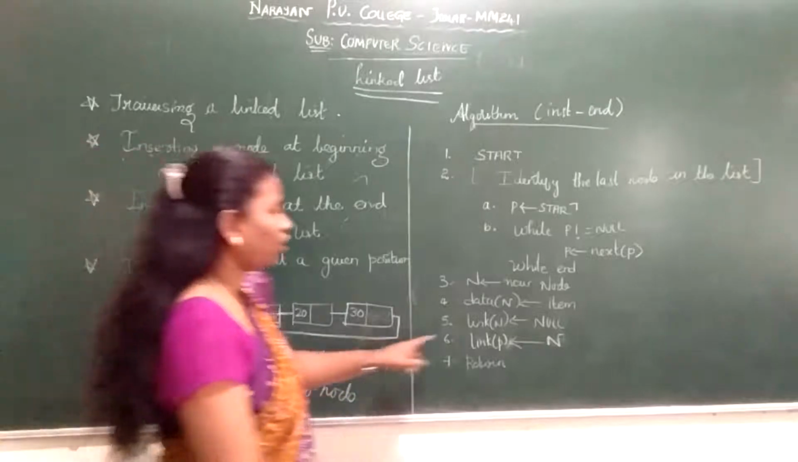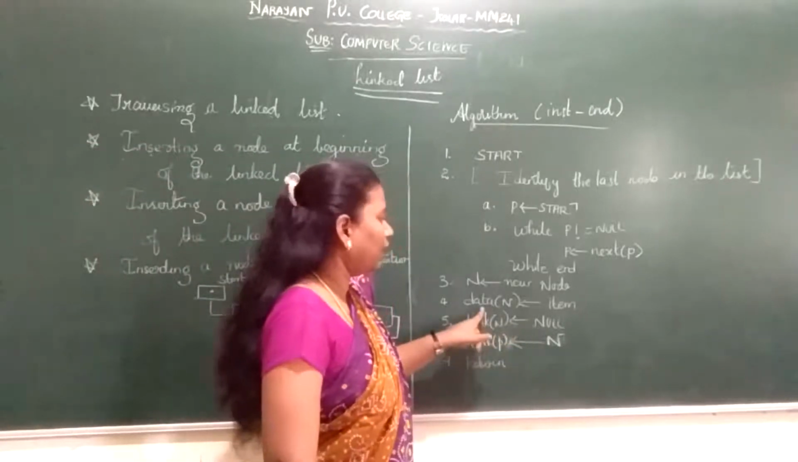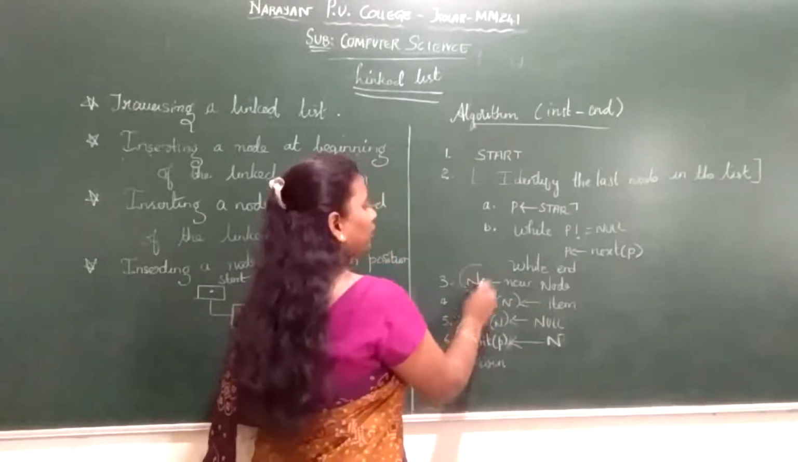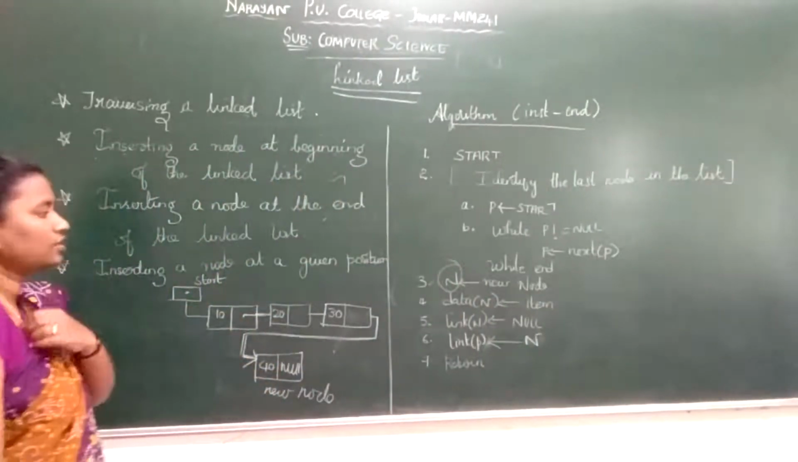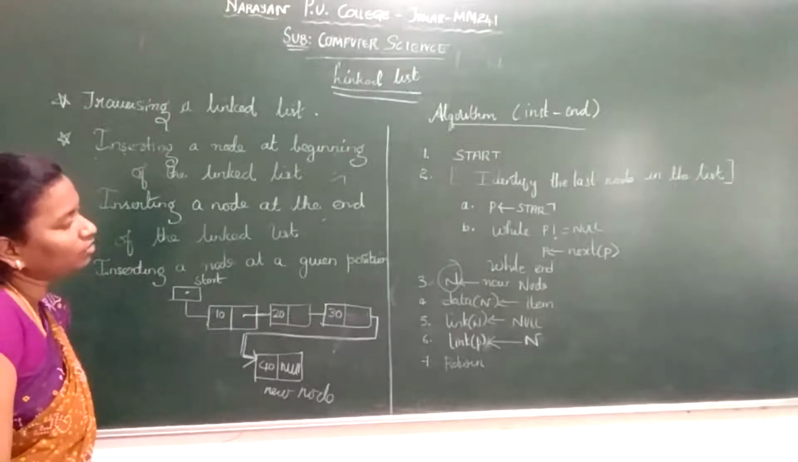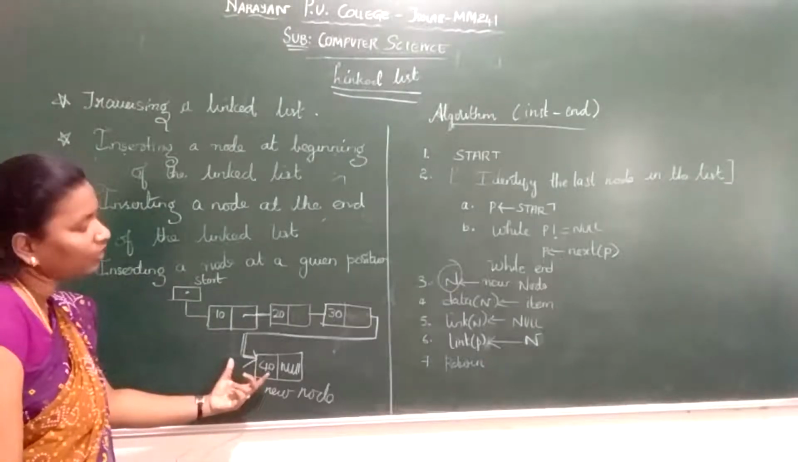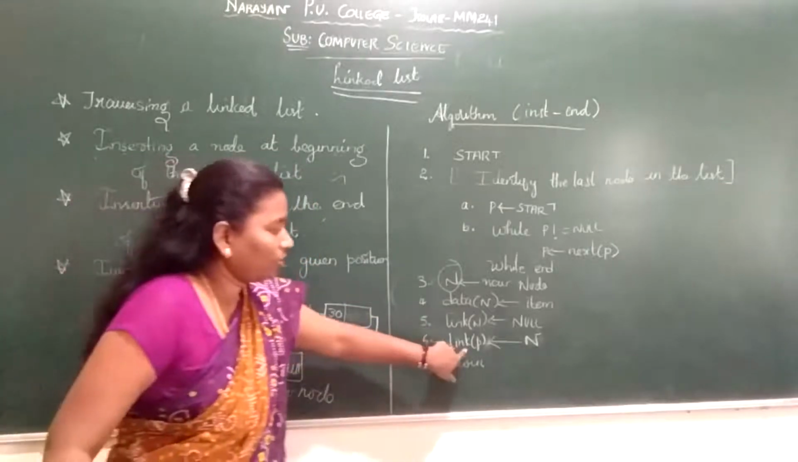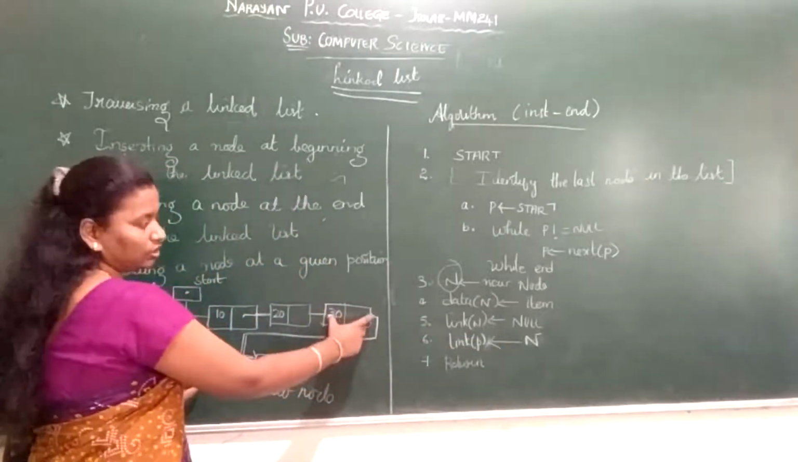See here, the link of N, I am giving as null. The data of N, I am inserting into a node. So what is N? N is nothing but your new node. Your item will contain the data, that is 40. Your link of N is nothing but null. Then I will give it to the link of P. The new node link, I will give it to this link of P.